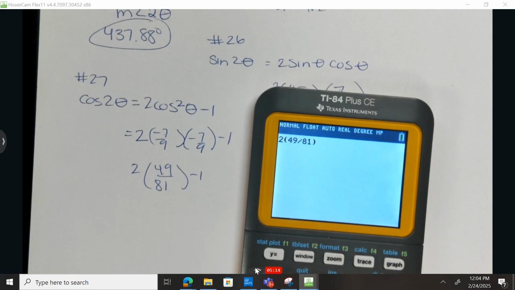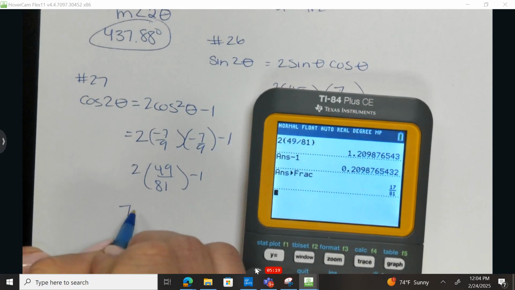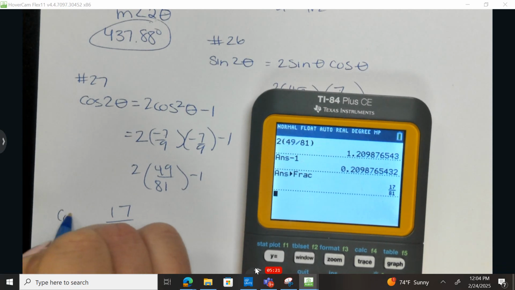Remember, half of your test does not allow you to use a calculator. And this is how we end up with 17 over 81.